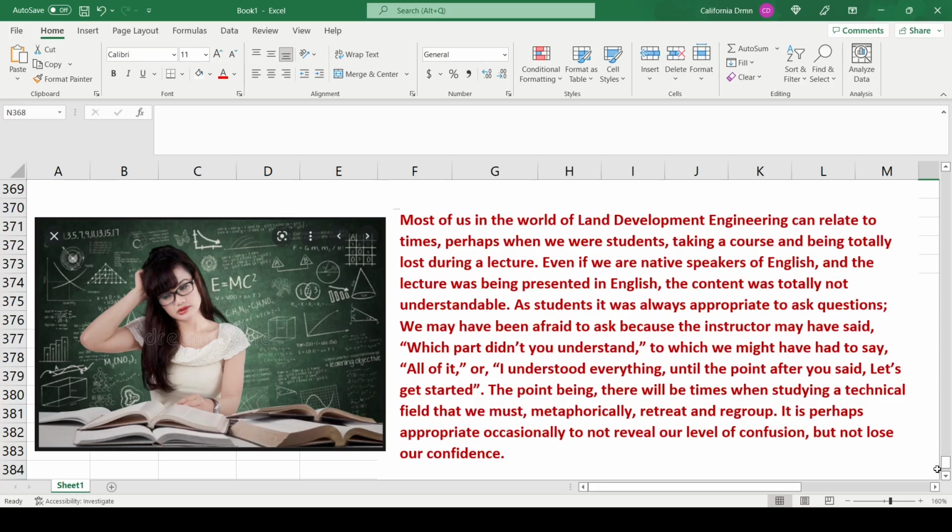To which we might have had to say, "All of it," or, "I understood everything," until the point after you said, "Let's get started." The point being, there will be times when studying a technical field that we must, metaphorically, retreat and regroup. It is perhaps appropriate occasionally to not reveal our level of confusion, but not lose our confidence.